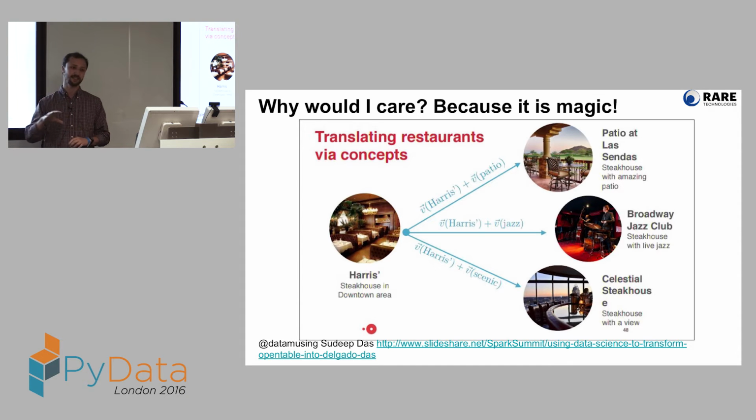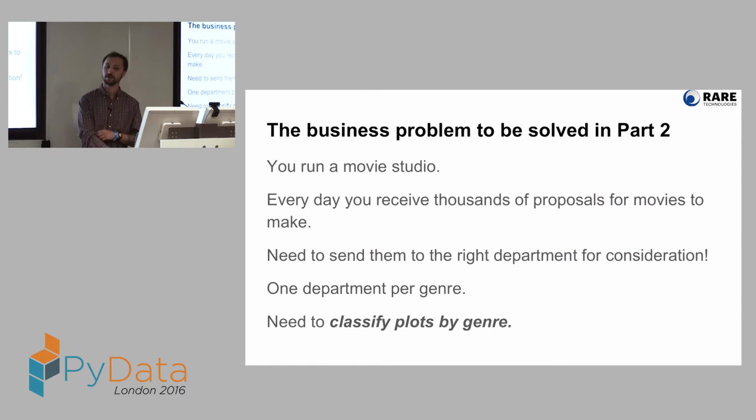So you start with a generic steakhouse in downtown San Francisco, and you want to find something more jazzy, something with live jazz. So you just add to it a vector for jazz, and you get a steakhouse with live jazz. Or you can get a vector for patio, and you get a steakhouse with a nice patio. Or you can get a vector for a view, for something scenic, and you get a steakhouse with a view, which is different from a patio, apparently. So this is really cool. And this is just based on reviews. You don't have to annotate anything. Just unsupervised learning.